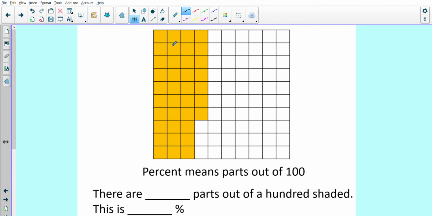I've got 10, 20, 30, 31, 32, 33, 34, 35, 36, 37. There are 37 parts out of 100 shaded. And that's quite easy to find the percentage of because it's already out of 100. It is 37%.